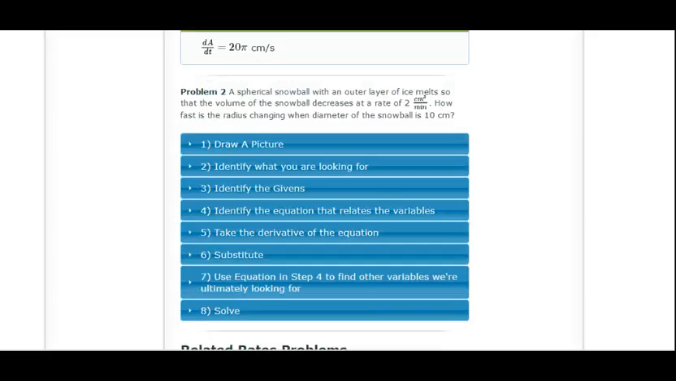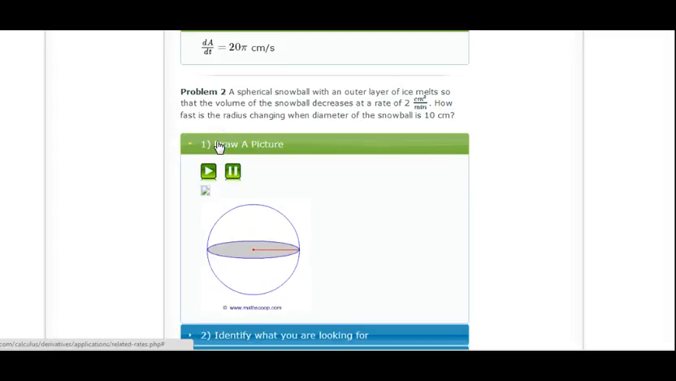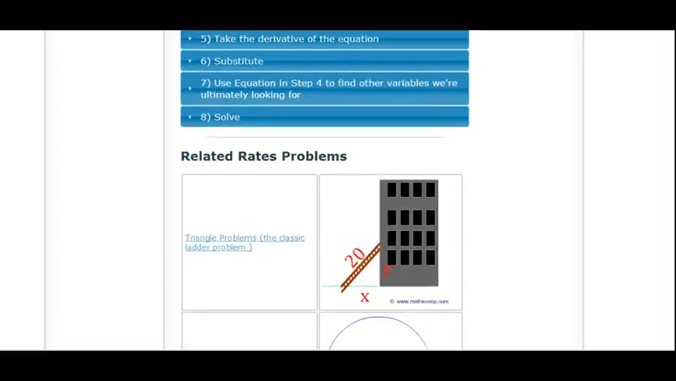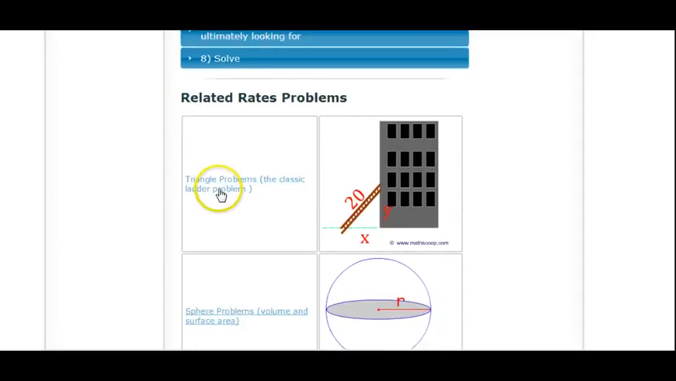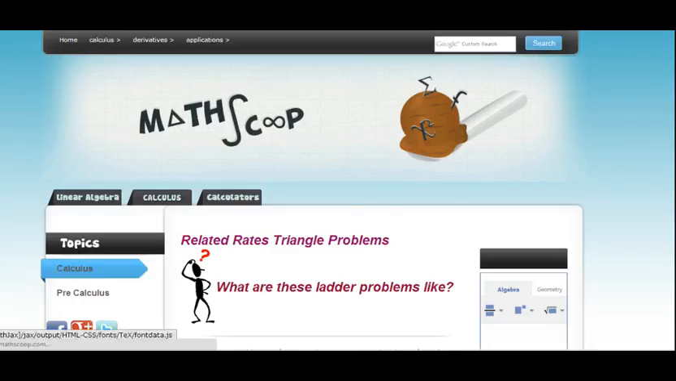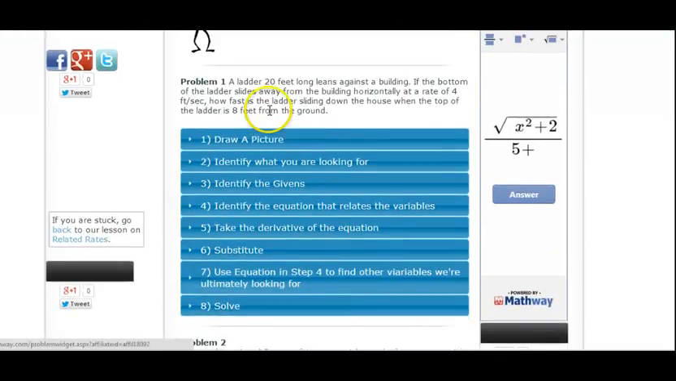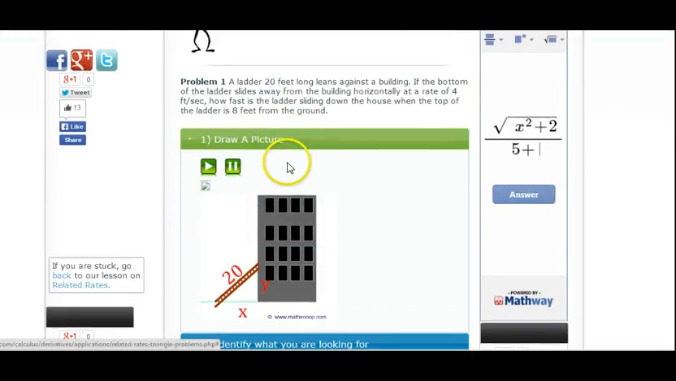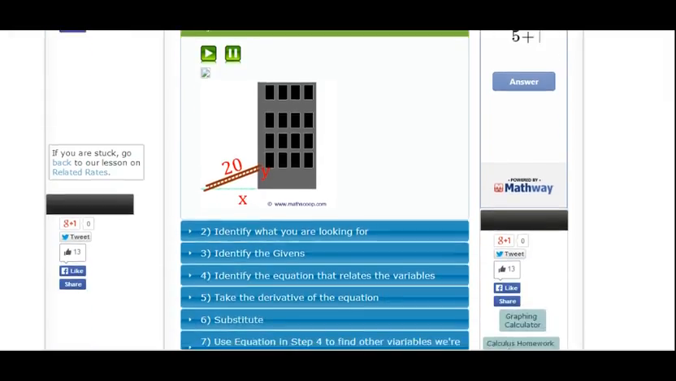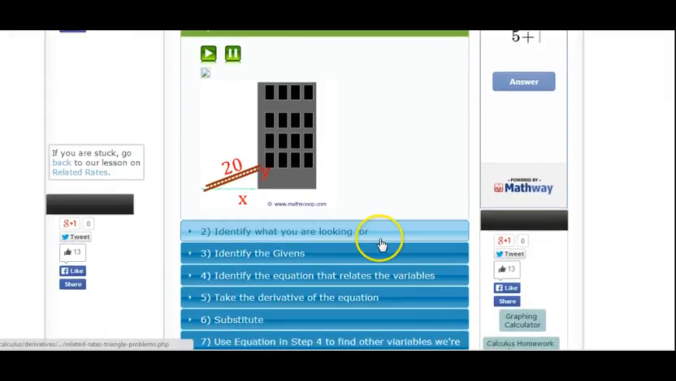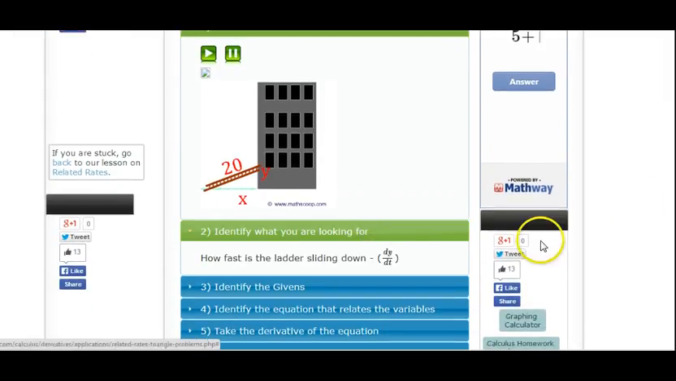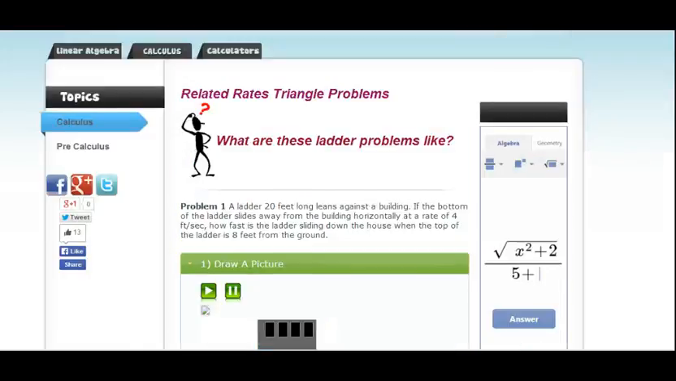But then there's another problem, and you can walk through the same thing. It'll have you draw the picture, and you can get an idea of what that looks like as the change is happening. Here's another good one about a ladder problem. You'll be learning more about a ladder problem this week. Again, same kind of thing. You can click on this and see how this problem is set up in motion, and then it will walk you through these kinds of steps.